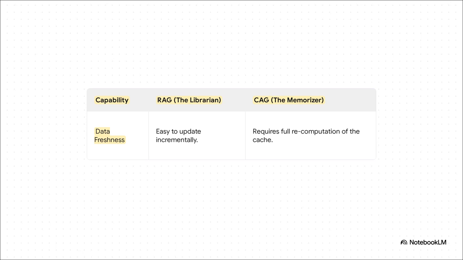With RAG, adding a new book to the library is super easy. You can add or take away documents whenever you want. But with CAG, if just one little fact changes, that student has to reread every single textbook. You have to toss the entire cache and rebuild it from scratch, which, believe me, takes a lot of time and a lot of computing power.